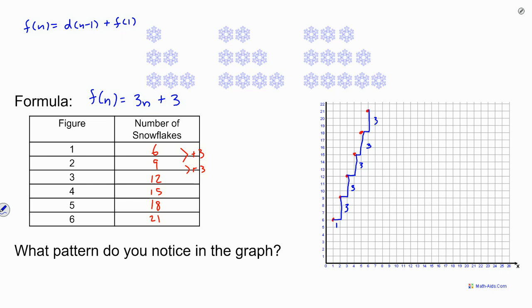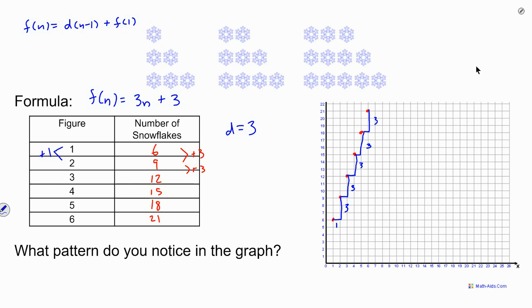Now, why is that the case? Because our common difference is 3. So I'm going to go over 1 to represent that I'm counting my figures. And I'm going up 3 because I'm increasing by 3 snowflakes every single time.